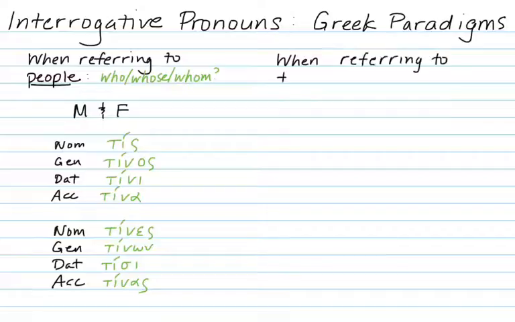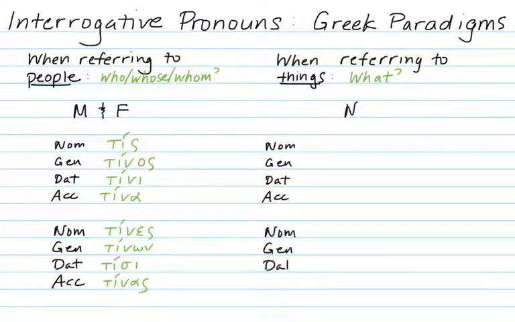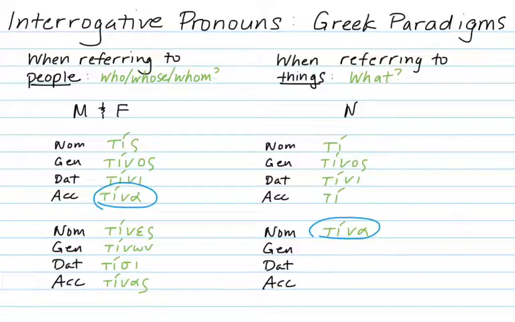When you are referring to things, in English you use the word what. In Greek, you use the neuter form of the interrogative pronoun. Those forms are ti, tinos, tini, ti, tina in the nominative plural. Unfortunately, note that the neuter nominative plural form is identical to the masculine and feminine accusative singular. You can tell the difference by context. The rest of the forms are tinon, tisi, and tina.